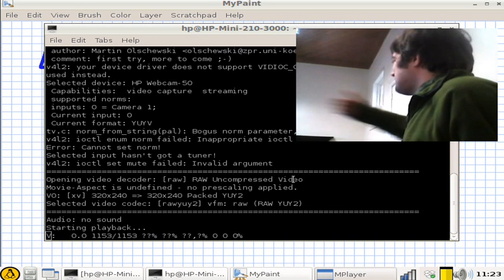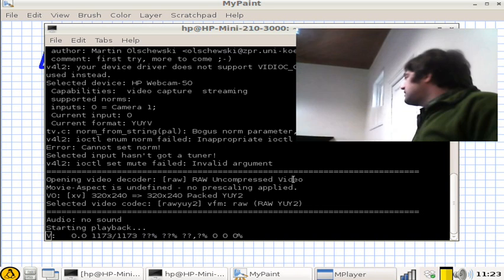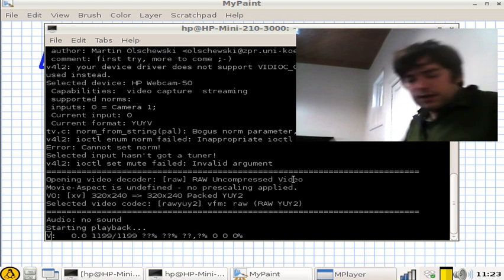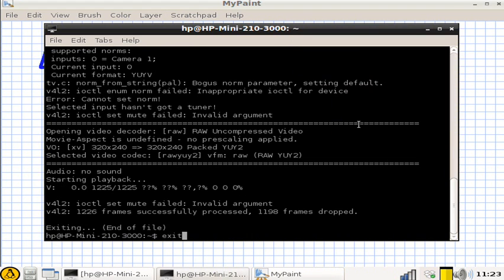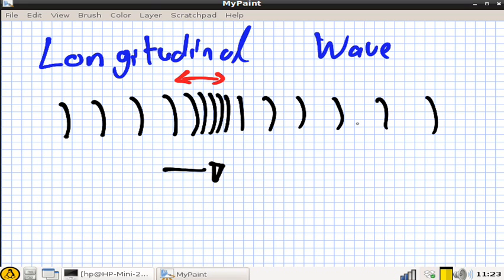Yeah, so we can say the wave vibrates, I'll emphasize this, perpendicular to the direction of movement.